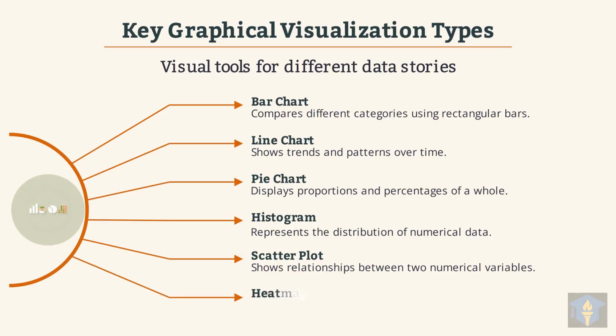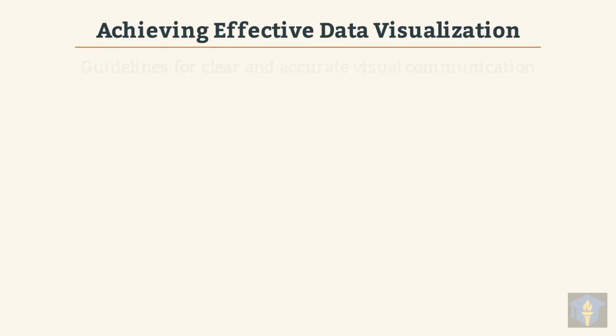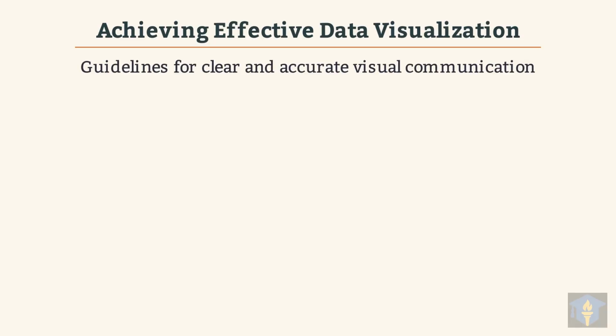Finally, the heat map uses color intensity to represent data, revealing patterns in large data sets. Heat maps are powerful for visualizing data intensity and patterns across a matrix using a spectrum of colors. Now, let's discuss some key guidelines for achieving truly effective data visualization in your work. These guidelines will help you create clear and accurate visual communications that convey your message effectively.